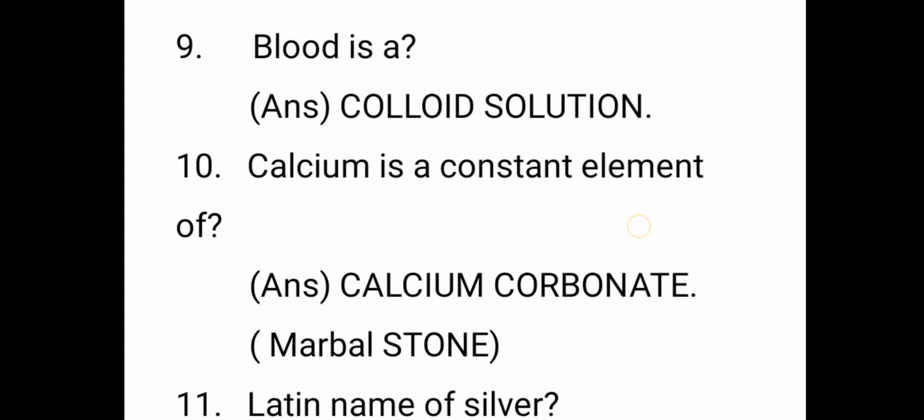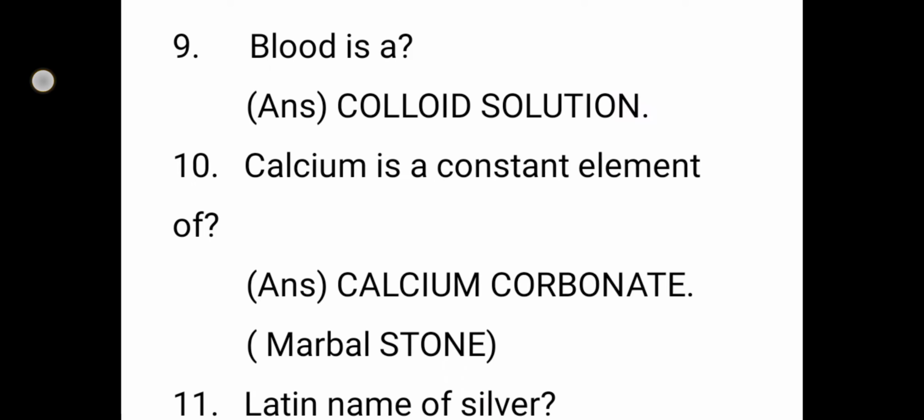The next question: blood is a colloidal solution. Blood is made up of liquid and solid. The liquid part is called plasma, made up of water, fats and proteins. Over half of your blood is plasma. The solid part of your blood contains RBC, WBC and platelets. RBCs carry oxygen from your lungs to the tissues and organs.